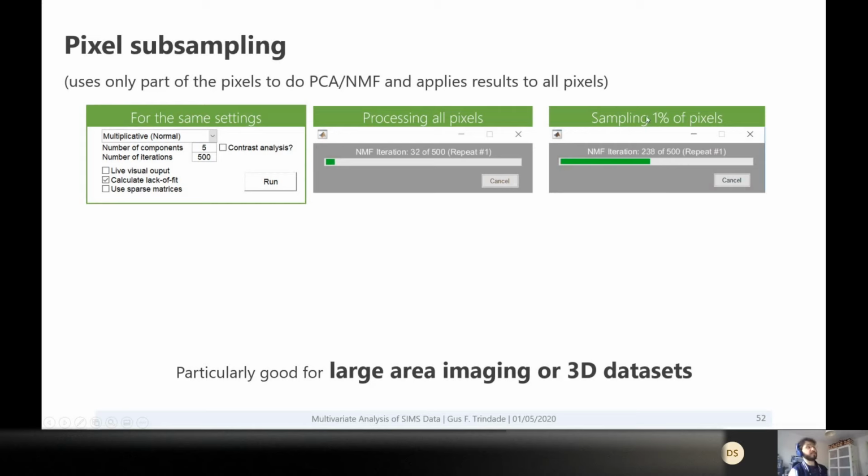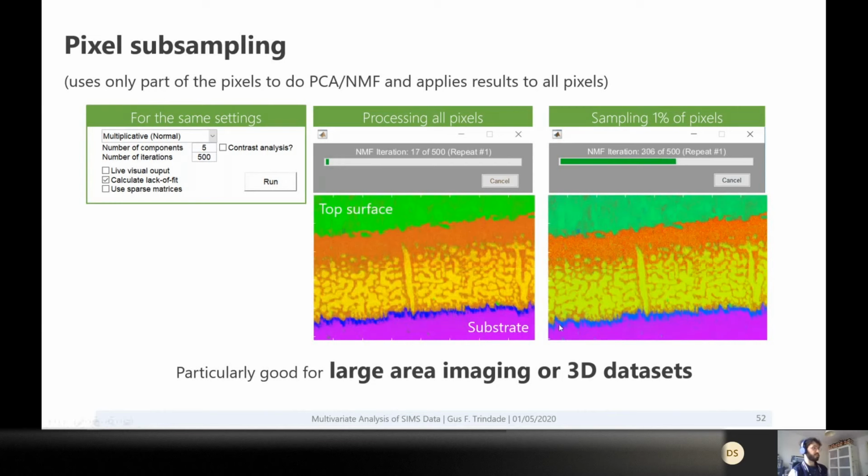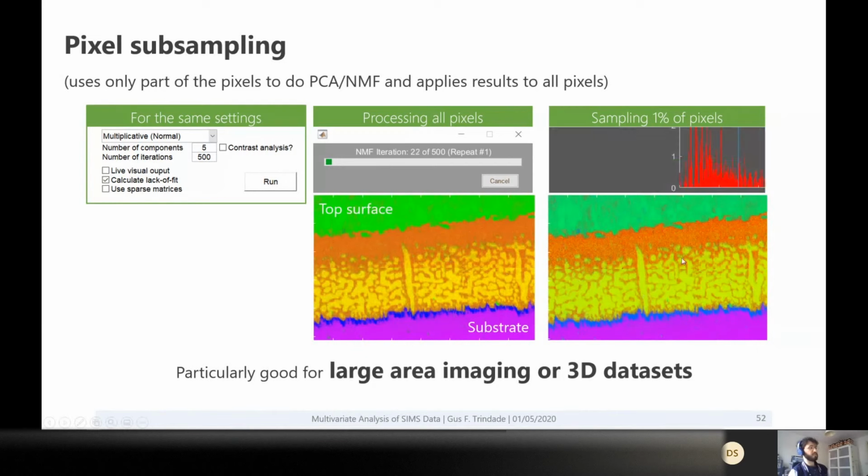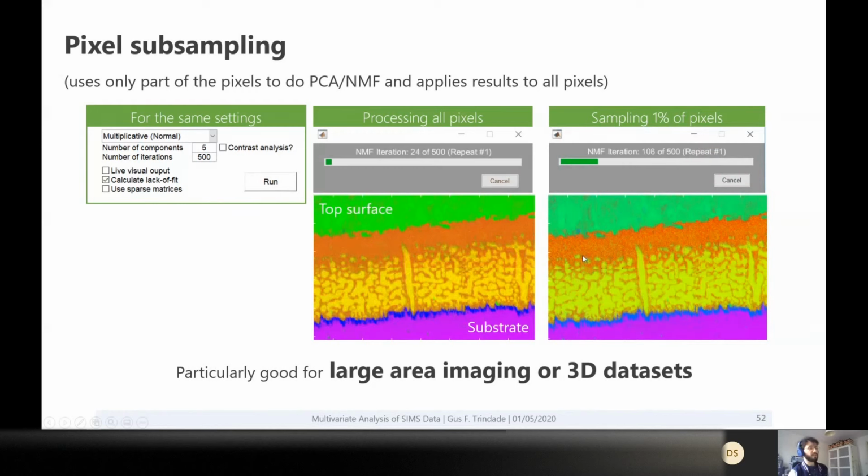And it's backed up with literature that several times you don't need all the pixels in ToF-SIMS data to find out the principal components, because neighboring pixels are correlated, not only due to the spread of the ion beam, but also physically correlated. It's to do with the phenomenon happening there. So it's quite useful because it saves time. So that's what you get with NMF with all pixels and then 1% of the pixels. Quite similar, allows you to have the same conclusions and saves you time.